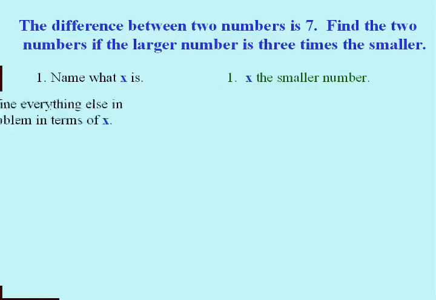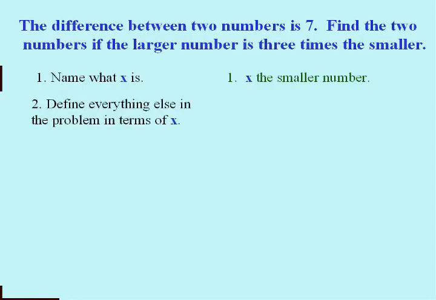Now, step 2 is to name everything else in the problem in terms of x. Now, we start with English. We have the smaller number, so in English, what is the other thing? Quite easily, the larger number.